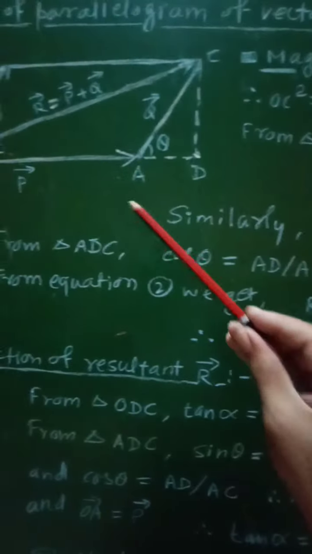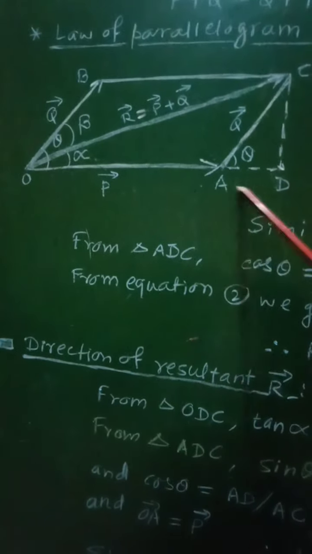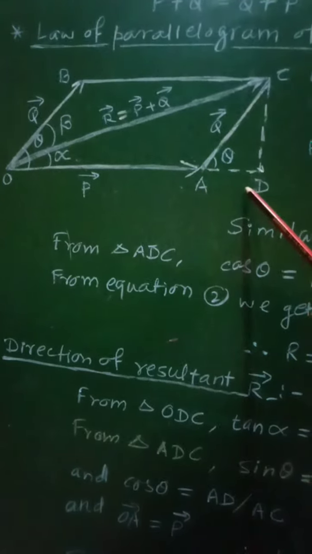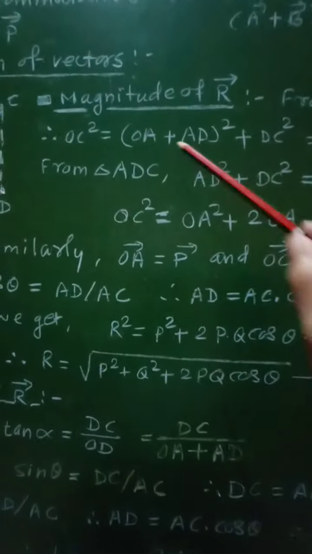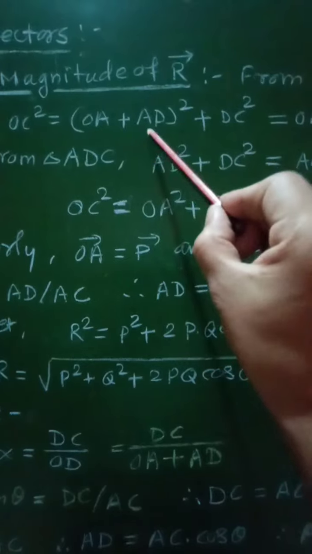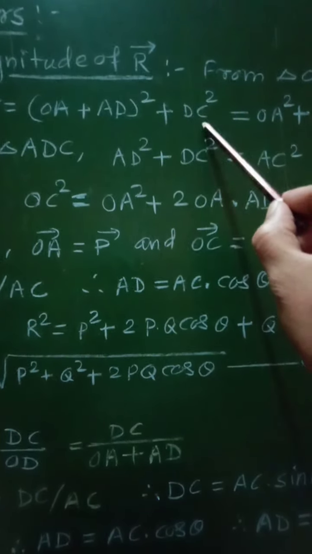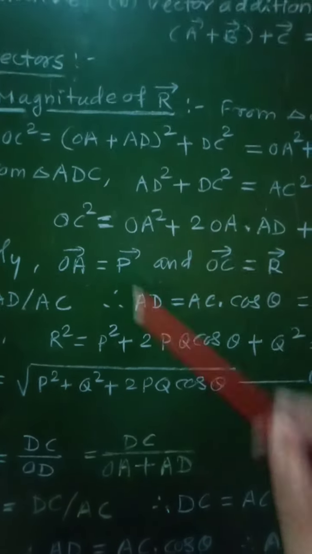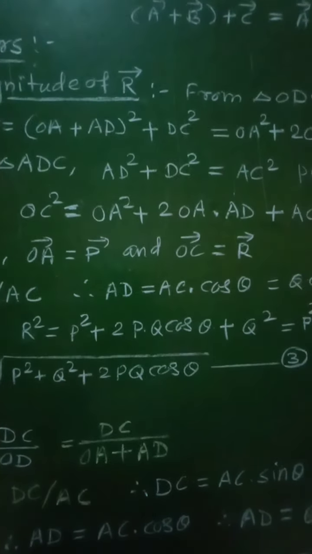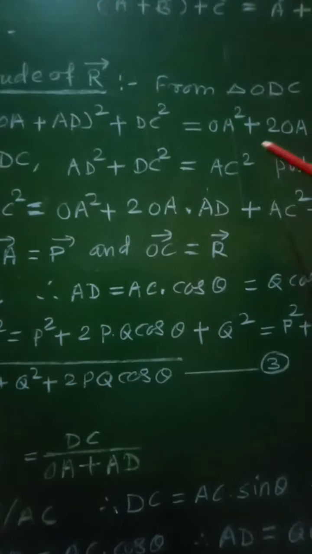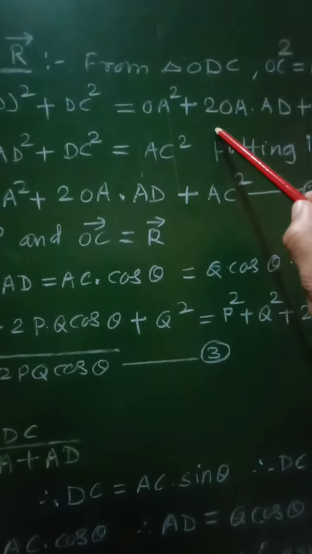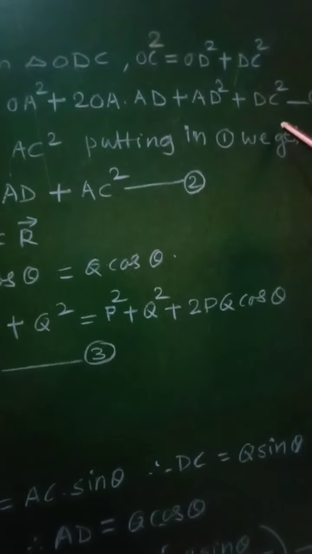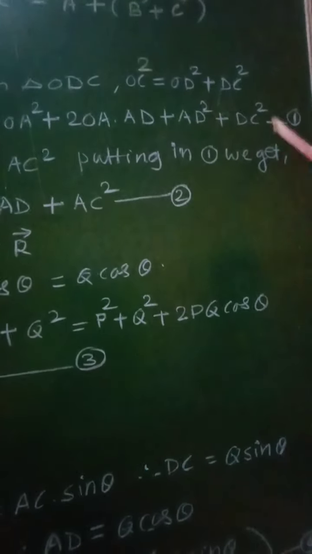But if you consider this OD, this side will be the sum of two segments OA and AD, and therefore we can write OC square equal to (OA plus AD) square plus DC square. Now by applying the rule of (A plus B) square equal to A square plus 2AB plus B square, we can expand this bracket, and write OA square plus 2 OA AD plus AD square plus DC square as equation number 1.